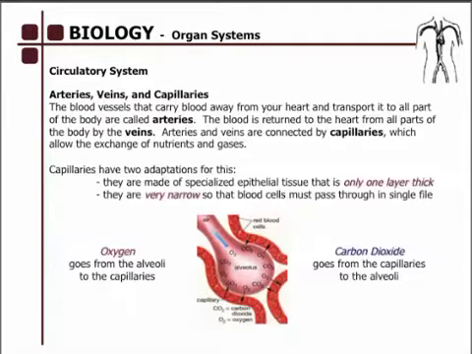Okay, and finally here, the blood vessels that carry blood away from the heart to all parts of the body are called arteries, and blood is returned to the heart from all points of the body by the veins. Arteries and veins are connected by capillaries, which allow exchange of nutrients and gases. Capillaries have two adaptations for this: they are made of a specialized epithelial tissue that is only one layer thick, and they are very narrow, so blood cells must pass through in single file. Oxygen goes from the alveoli to the capillaries, and carbon dioxide goes from the capillaries to the alveoli.